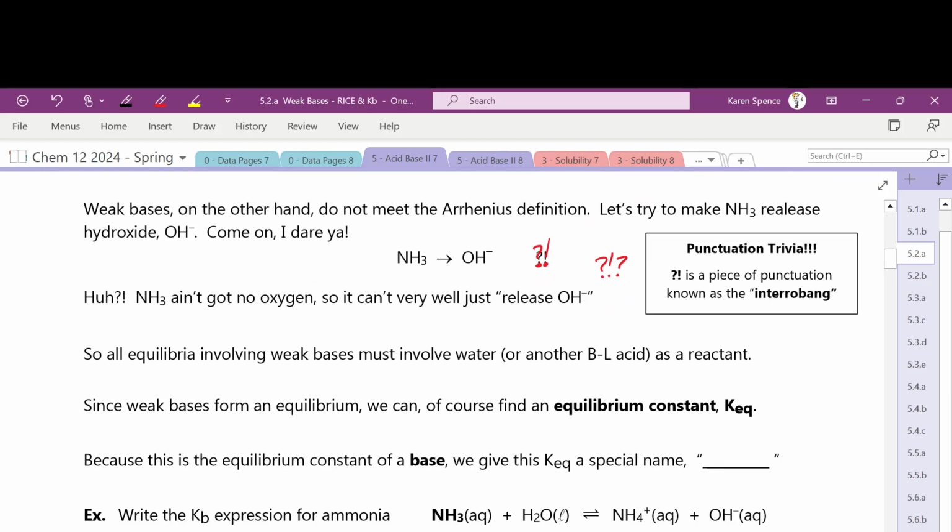NH3 ain't got no oxygen, so it can't very well just release OH. At any rate, all equilibria involving weak bases must involve water or another Bronsted-Lowry acid as a reactant. Okay? Because weak bases form an equilibrium, we can write an equilibrium constant, KEQ.